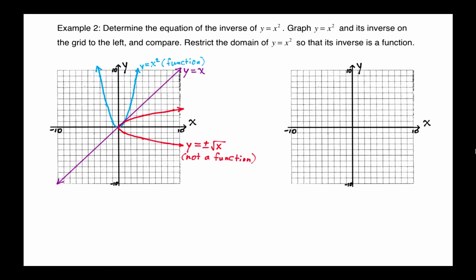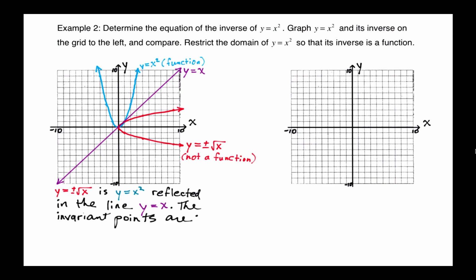So here's that reflecting line y equals x. And we would say that the red graph is the blue one reflected in the line y equals x. The invariant points on this transformation are (0, 0) and (1, 1). Notice that when we do a reflection across a line, the invariant points are the points on that line. So (0, 0) and (1, 1) are the 2 points on that line.